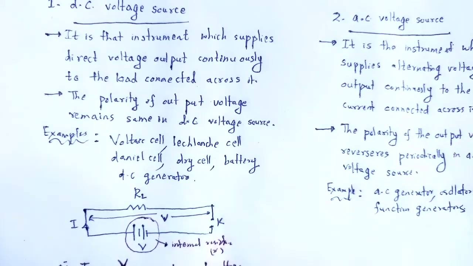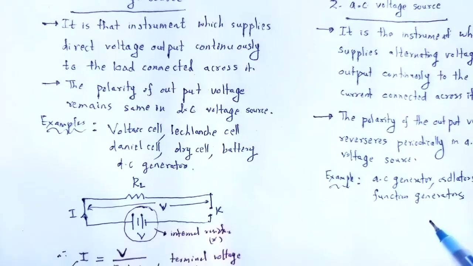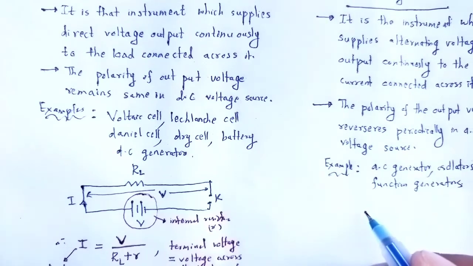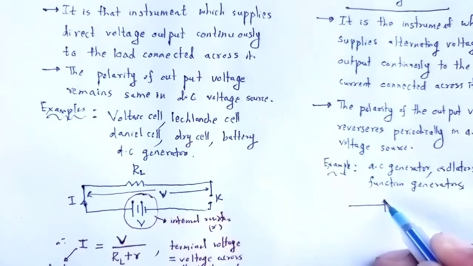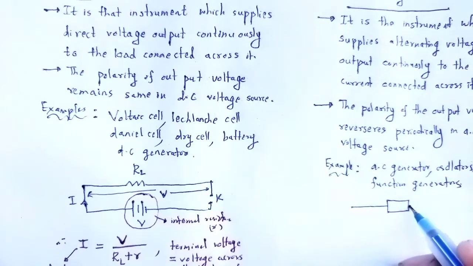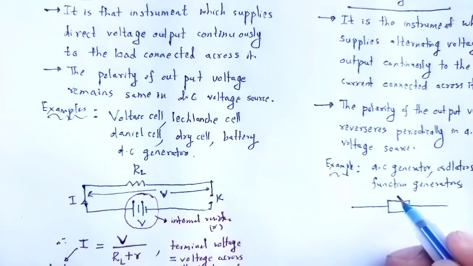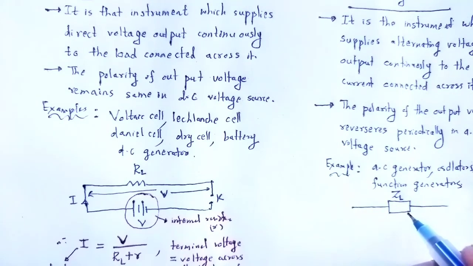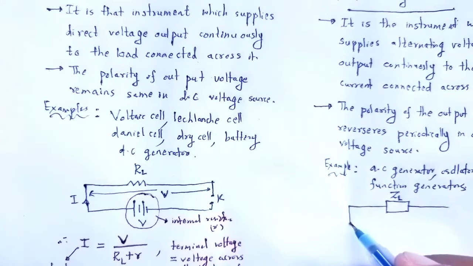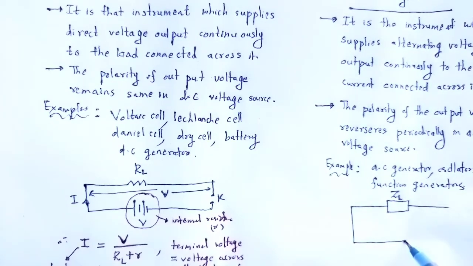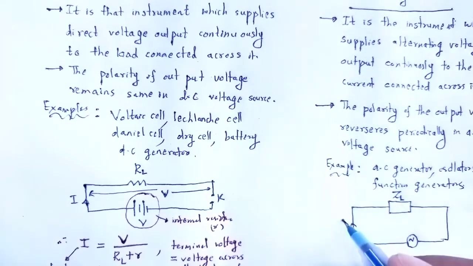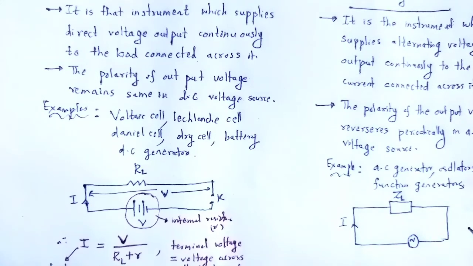Take an example of a circuit. When an AC voltage is connected across a load, here is a load having impedance ZL and current I flows through it. This is the AC source, current I flows through it.